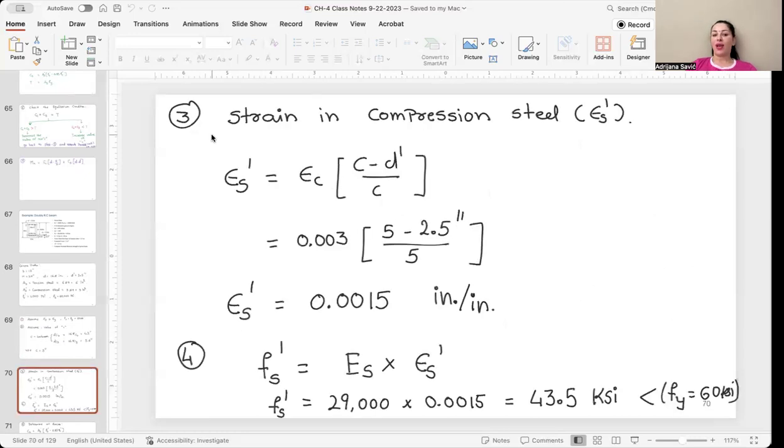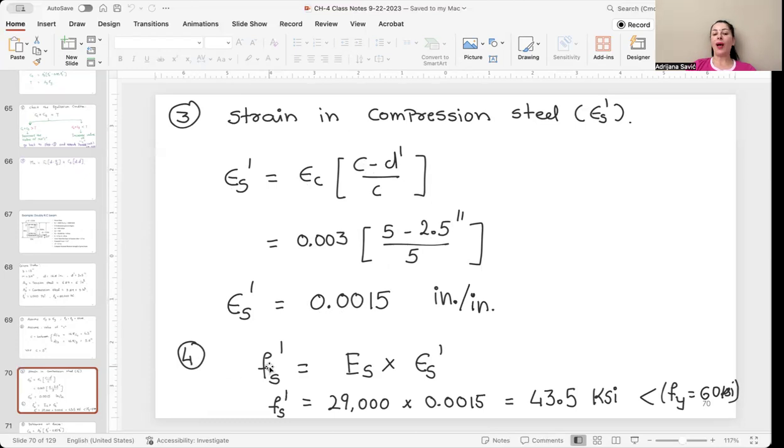We are going to step 3. So we need to calculate the strain in compression steel. So epsilon S prime is equal to strain in concrete, 0.003. We assume C to be 5. We have concrete cover in compression zone 2.5, and we are dividing by 5. That will give us epsilon S prime to be 0.0015.